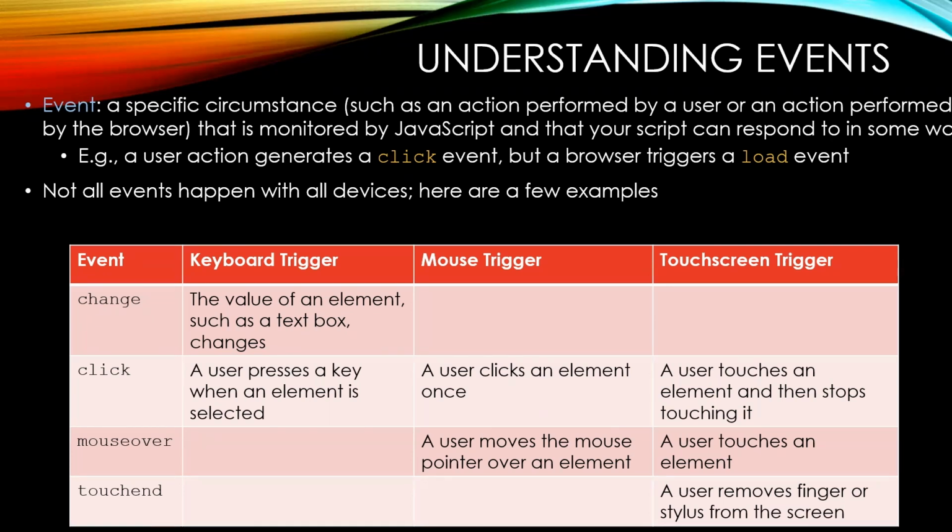We do have an event unique to the mouse and touchscreen, which is a mouse over. That is when a user moves the mouse over a specific element, or a person touches within that element on a touchscreen. And then finally, we have one that is touchscreen only, and it's a touch end, when a user removes the finger or the stylus from the screen. So you're ending the actual touch event.